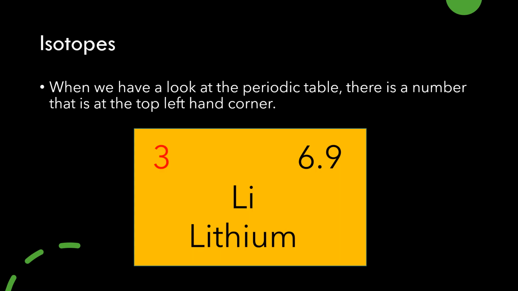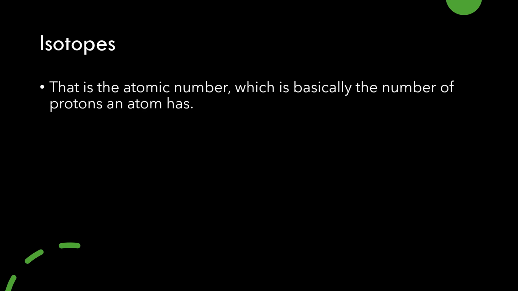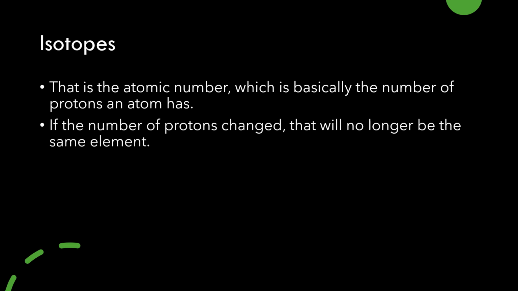When we have a look at the periodic table, there's a number that is at the top left-hand corner of each element, and that word is the atomic number. For example, in lithium, the red one, which is 3, is actually the atomic number. And atomic number is basically the number of protons an atom has. If the number of protons changed, that will no longer be the same element.